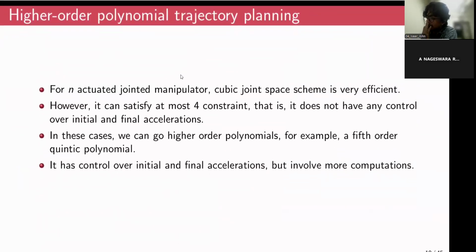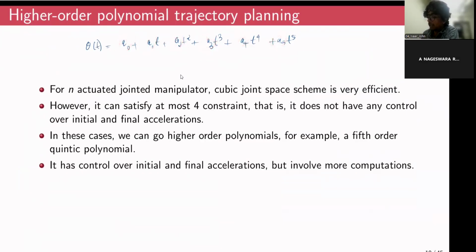Similarly, just as in the case of the third order polynomial, we can use higher order polynomials. Maybe we can use a fifth order polynomial. A fifth order polynomial would look something like this: theta of t equals a0 plus a1 t plus a2 t squared plus a3 t cubed plus a4 t to the power 4 plus a5 t to the power 5. And here you can see that there are 6 coefficients: 1, 2, 3, 4, 5, 6.